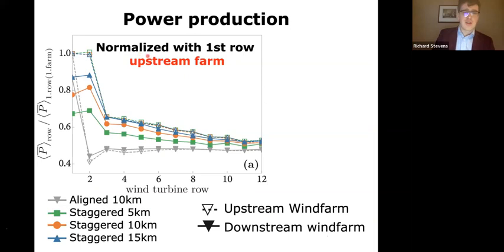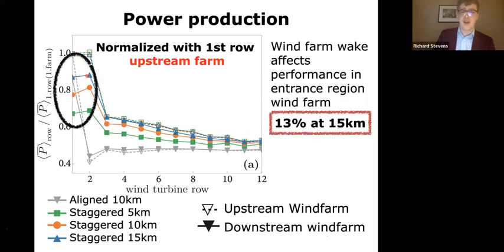If you normalize with the power production of the first row of your first farm, you will see that the entrance region of the wind farm is always producing quite a bit less. Even at 15 kilometers, even though it looks similar in the velocity field, it's still affected by more than 10% at a 15 kilometer distance. But the nice thing to see is that further downstream in the wind farm, it actually does really recover.